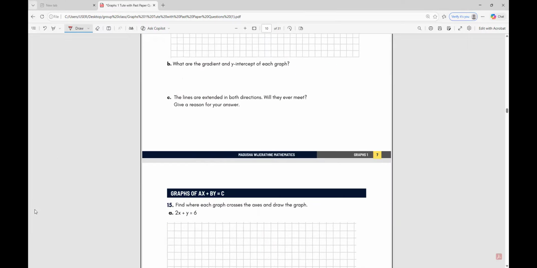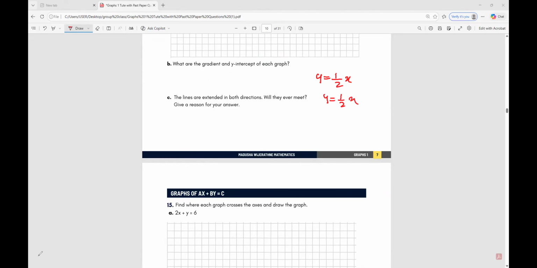Part C, they are asking, the lines are extended in both directions, will they ever meet? Give a reason for your answer. If those equations were like y equals half x and half x, no, they don't meet each other. I change one equation, so they meet. No. If it's with the same gradient, they don't meet each other. Reason is they are parallel lines.